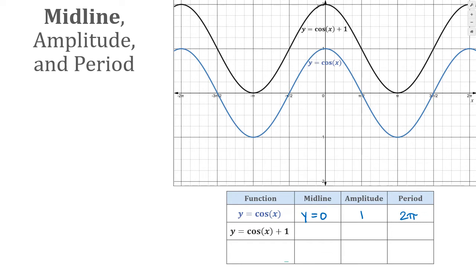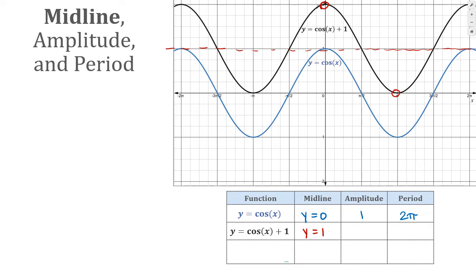So let's see here. What is the midline? Well, the highest value on this black curve is at 2, and the lowest value appears to be at 0. So halfway between there is going to be the line y equals 1. y equals 1 is the midline. The amplitude, so sometimes if I sketch in that midline, it helps me to see the amplitude.